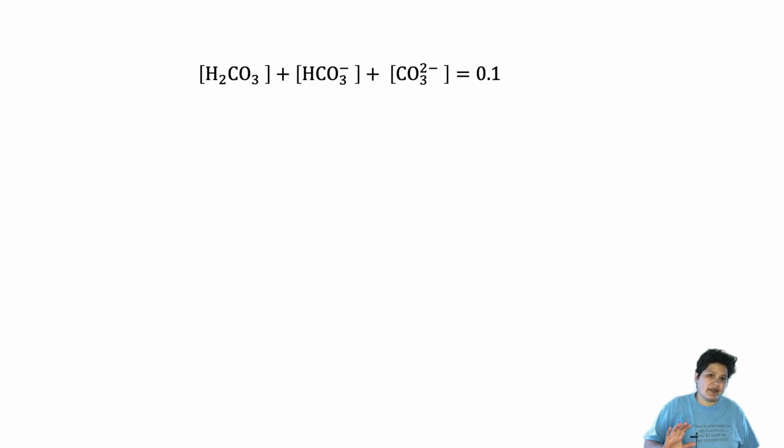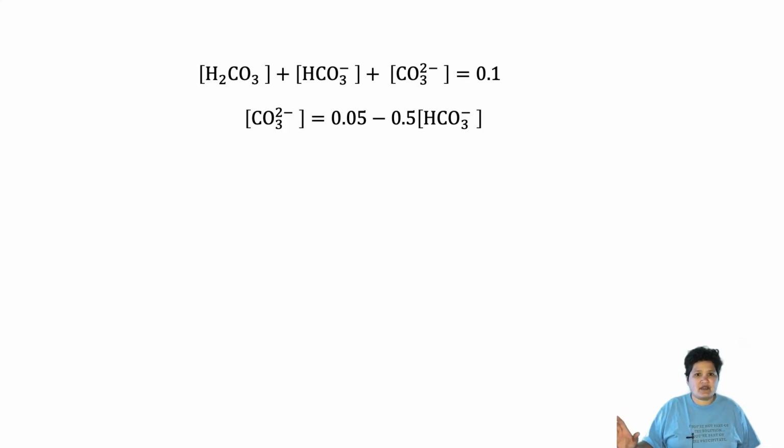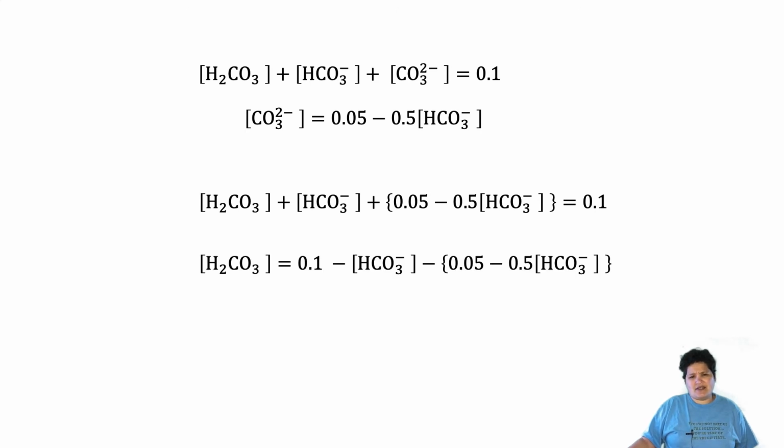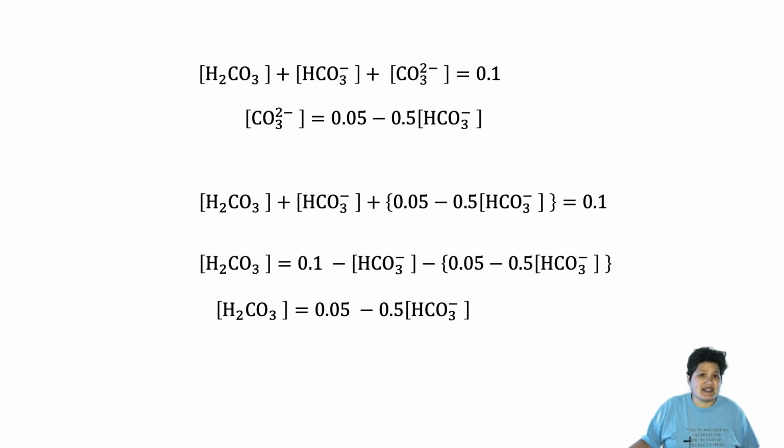Let's look at another equation that we generated, which is our mass balance equation for the carbonic acid species. So our carbonic acid concentration plus our bicarbonate concentration plus our carbonate concentration is going to equal 0.1, which is the total amount of carbonate species we put in at the beginning. Now, we just calculated that the carbonate concentration is going to be this in terms of bicarbonate. So let's go ahead and plug that in. And now we can solve for carbonic acid in terms of bicarbonate. And you can see that we can simplify this down a little more. And we get this, which you'll notice is exactly the same as the expression we derived for the carbonate concentration.